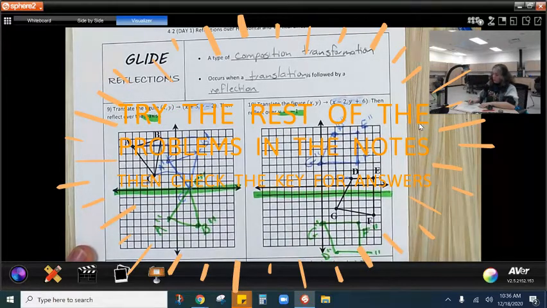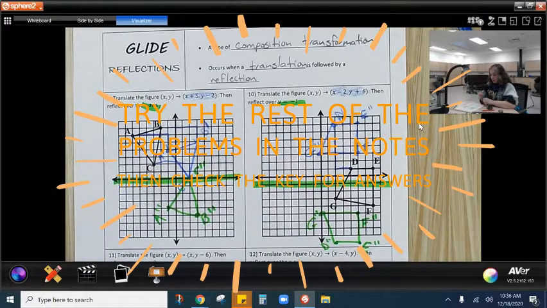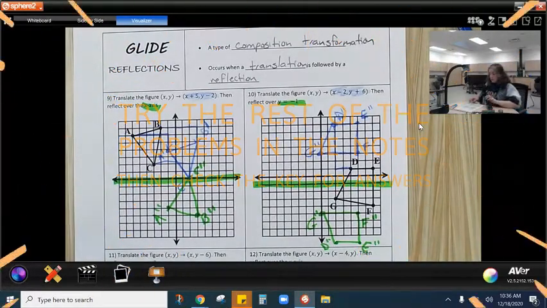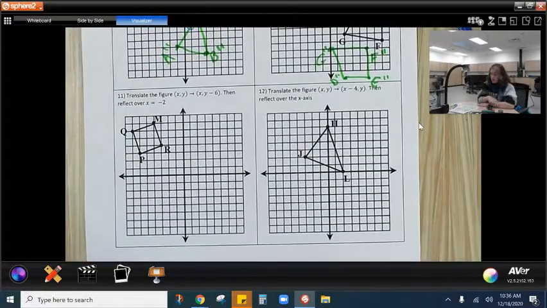So this right here, the green one, is our image. It's our final one for this glide reflection, which is a composition of transformations. There are 2 more down here that you are welcome to try. I highly encourage you to try them out because, like I said, you'll see this on the SBA. So email me if you have any questions.